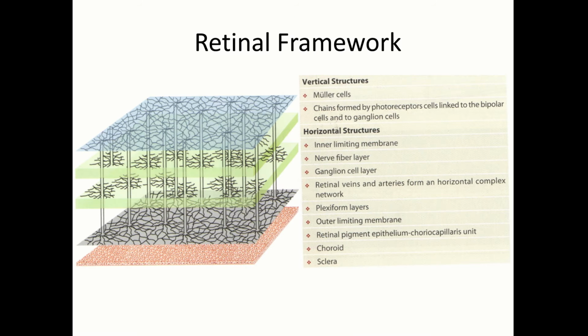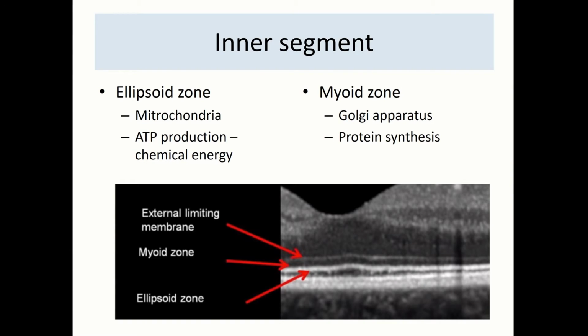So this is the retinal framework which I told, the Muller cells, and then you've got the horizontal structures which are holding the retina together so it does not move outward or inward. Then if we go on to the inner segment, we have the ellipsoid zone and the myoid zone, which is very important to understand and delineate.